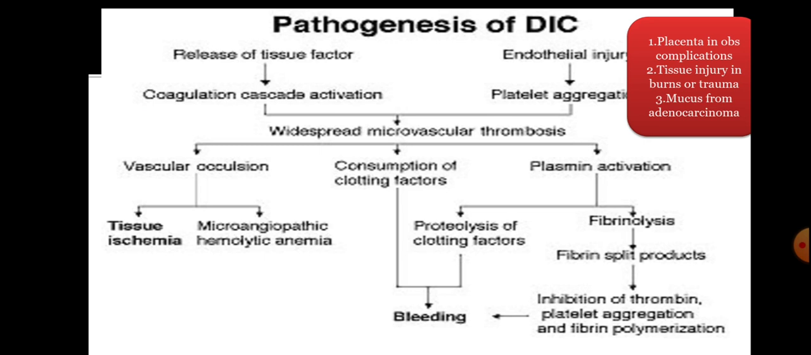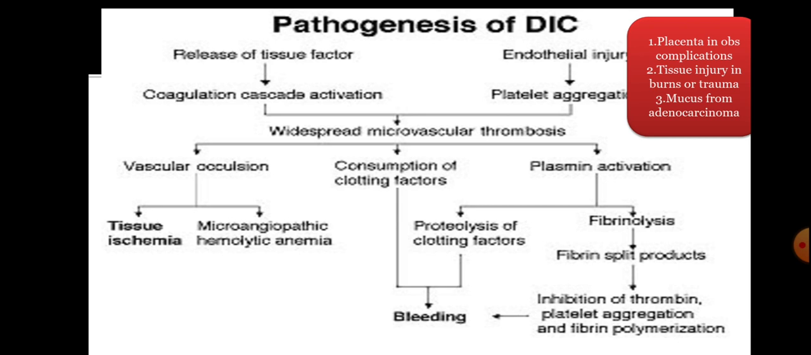Whenever there is a release of tissue factor, it results in coagulation cascade activation. On the other hand, whenever there is an endothelial injury, it results in platelet aggregation. Coagulation cascade activation and platelet aggregation both result in widespread microvascular thrombosis. This on one hand results in vascular occlusion, which results in tissue ischemia and microangiopathic hemolytic anemia. On the other hand, it results in consumption of clotting factors, which ultimately results in bleeding.